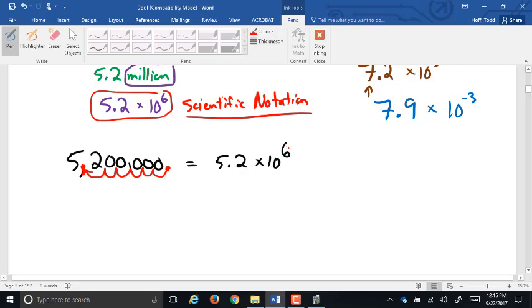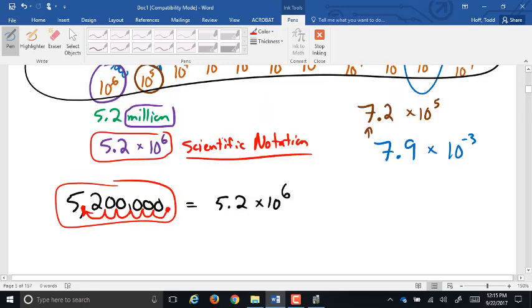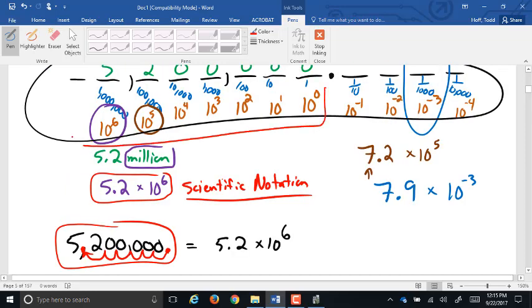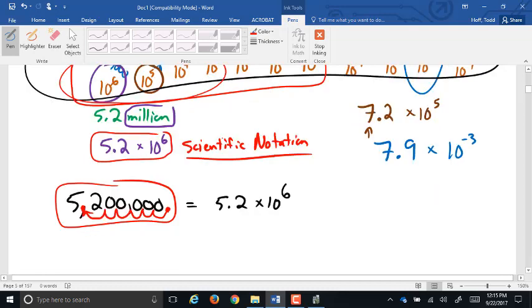Now, it's positive 6 because this is a large number, and the positive power of 10 place values are on the larger side of the number line. You have to count the place values. If it's going to move here, you just count 1, 2, 3, 4, 5, 6 place values between where the decimal point is and where it was.